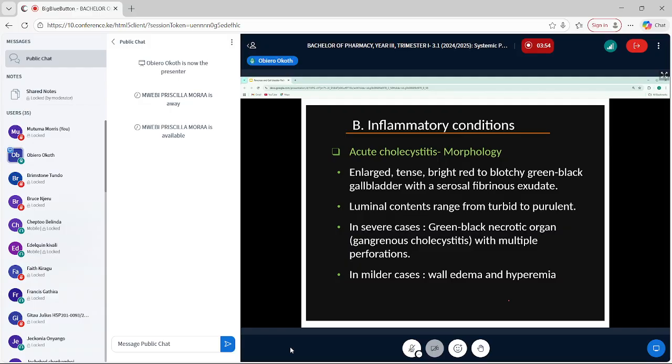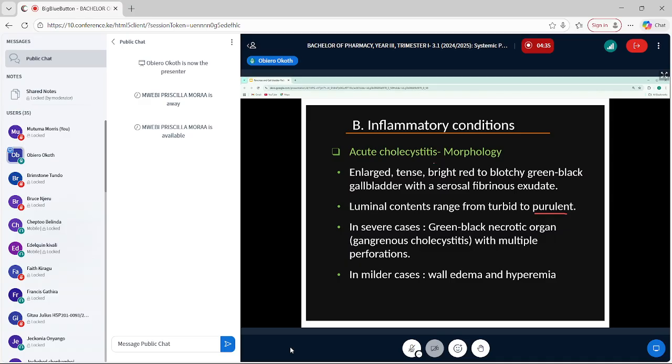Morphology: these normally are enlarged, tense, bright red, sometimes green-black with fibrinous exudate. Basically, features of acute inflammation. And the luminal contents range from turbid to purulent. When it's purulent, it basically means it has developed empyema, which is an accumulation of pus in a cavity. In severe cases, it could be gangrenous, and it can even perforate.